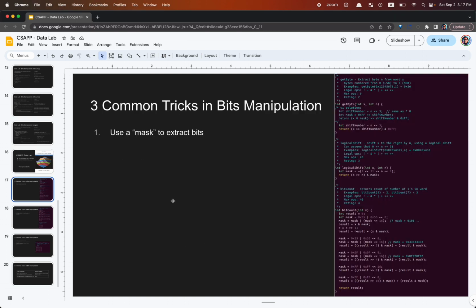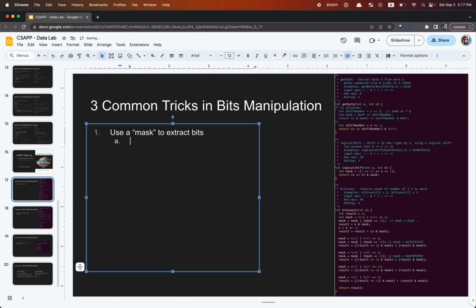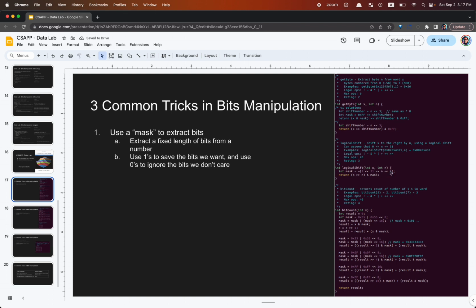Trick number 1: use a mask to extract the bits we want. We usually use this trick whenever we want to extract a fixed length of bits we want from a number. And in the mask we use ones to save the bits we want, and use zeros to ignore the bits we don't care about. Right? Let's take a look at the examples on the right side here.